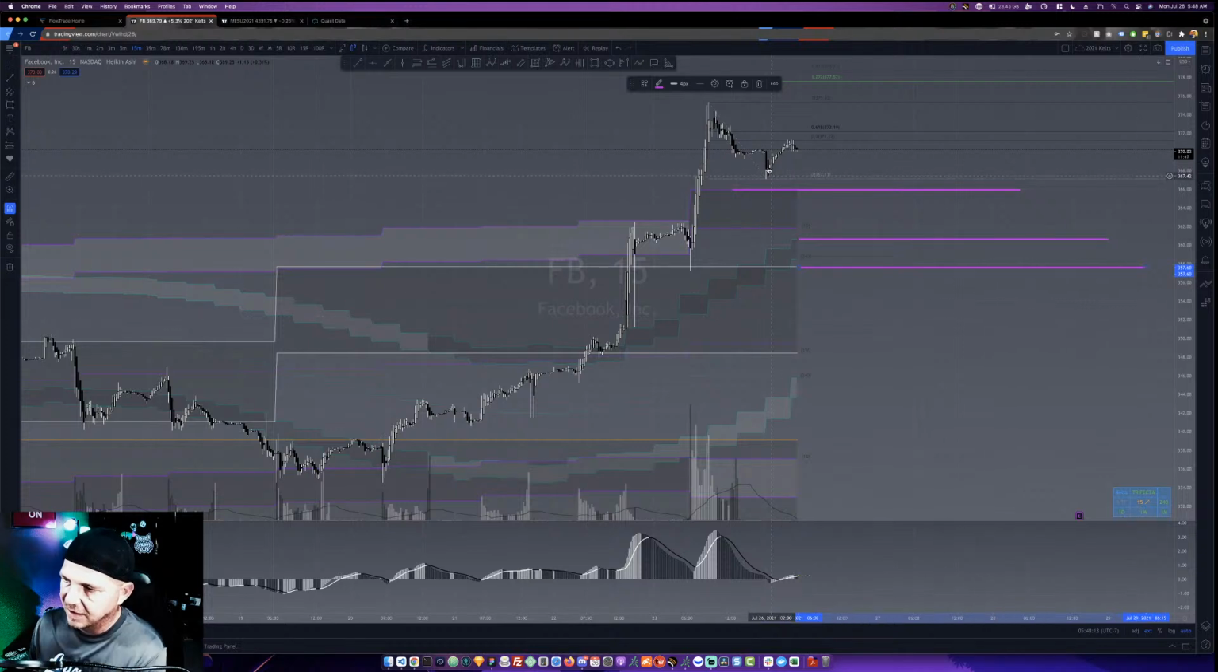Facebook's got daily top support coming in at 365.94. 4-hour tops coming in at 360.59. Right? And then weekly Keltner channel support coming in at 357. So on its way back down to where I feel like it's going to hit 350.